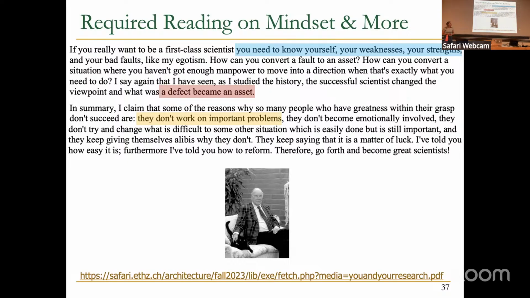For example, it's also a matter of choosing to work on important problems. If you don't work on important problems, your research is by default not going to have a great impact on the world. Also, you have to get emotionally involved and invested. If your heart is not very much into it, maybe this will hold you back from achieving great results with your research.